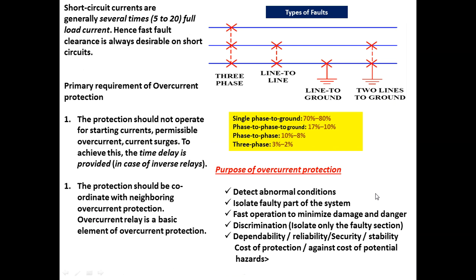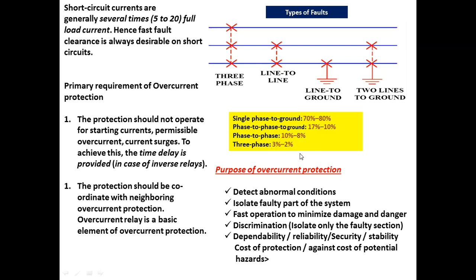There are different types of faults. Here we have a three-phase fault. Here we have a line-to-line fault. Here we have a line-to-ground fault, and here two line-to-ground faults. The frequency of occurrence of these faults, as you can see, the three-phase fault will occur the least frequent among all other types of faults.